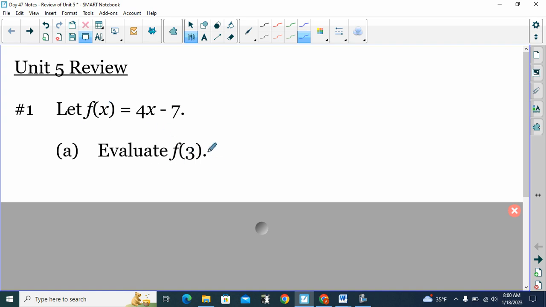So we go to our f of x equation, we replace the x with a 3, and we evaluate. 4 times 3 is 12, minus 7 gives us 5. F of 3 is equal to 5. This means for the f of x function, when x is 3, my y value is 5. My function value is 5.